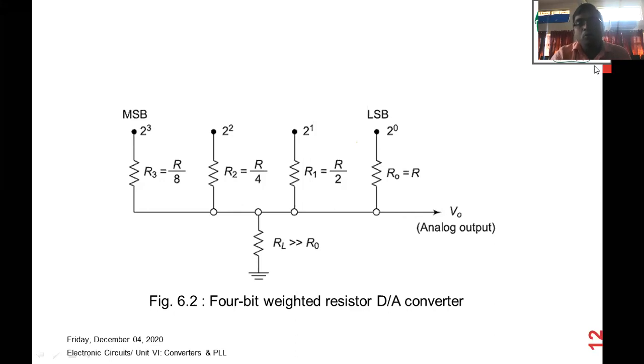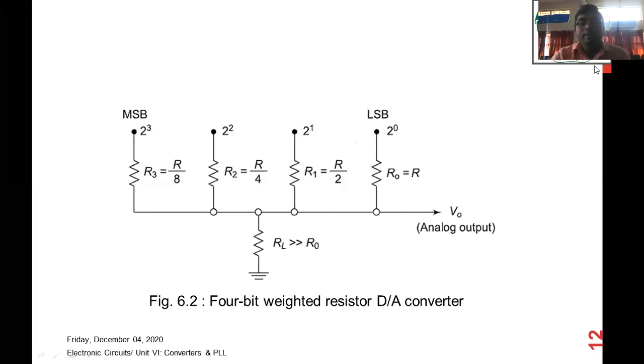In the same proportion, the resistors would also change. So for the LSB side, the resistor would be R0, that is R. For R1, it is R upon 2. For R2, it is R upon 4. Then for R3, it is R upon 8. And RL is the load resistor, having a very high value. So I hope all of you have noted down this diagram.